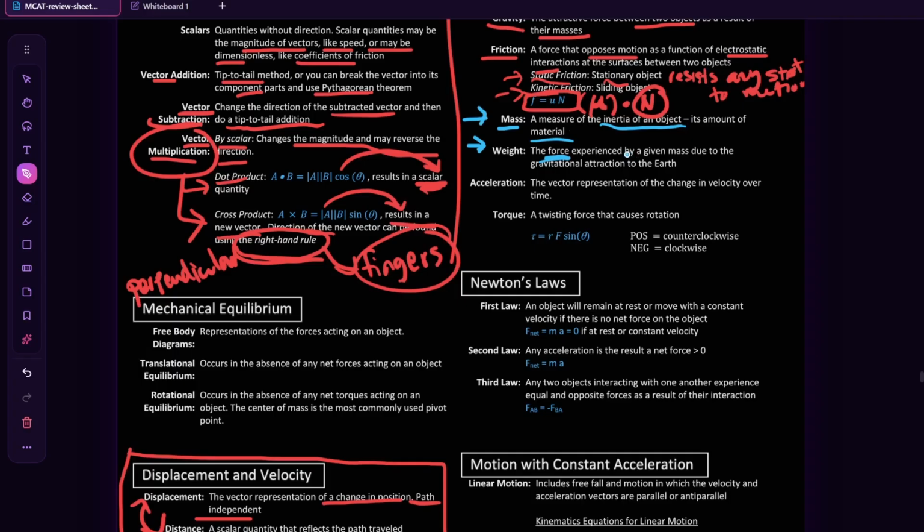So this is why it says by given mass due to the gravitational attraction to Earth. So this has to do with gravity on Earth. Has to do with gravity on Earth as well.